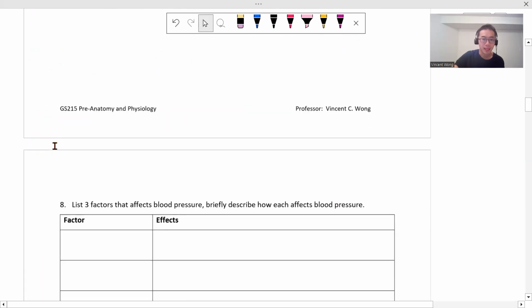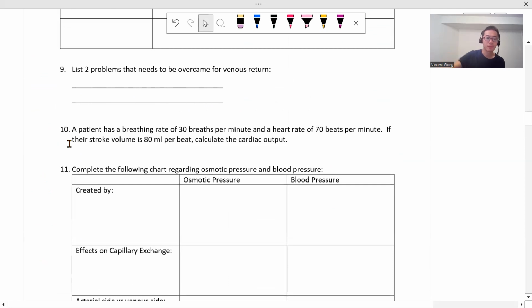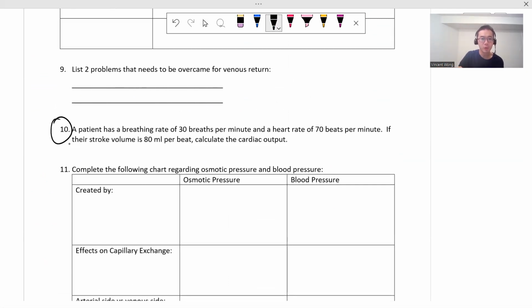Okay. I think there's another question here that I want to do, number 10. A patient has a breathing rate of 30 breaths per minute and a heart rate of 70 beats per minute. If their stroke volume is 80 milliliters per beat, calculate the cardiac output. So this was like the last thing we did last time. I don't know if you wrote it down, but let's go through this again.